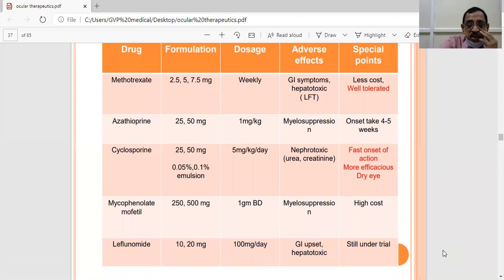Leflunomide is available in 10 to 20 milligrams, and 100 milligrams per day is the dosage. Gastrointestinal upset and hepatotoxicity are seen. It's still under trial.